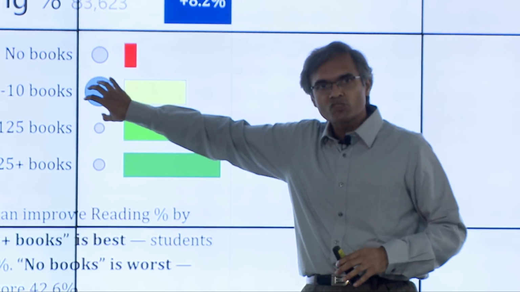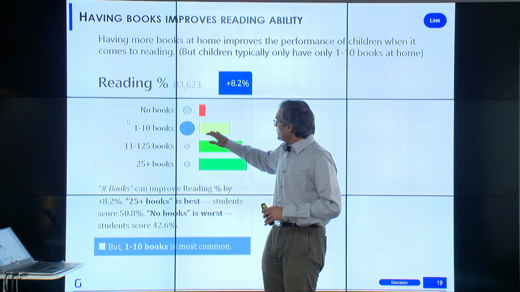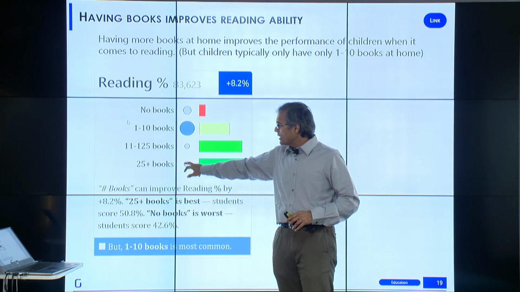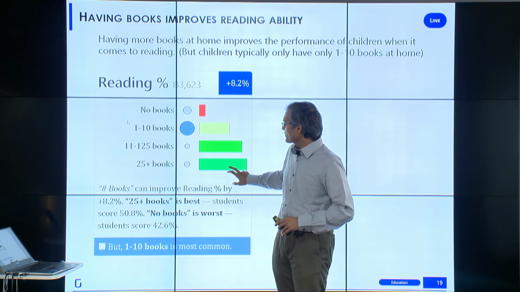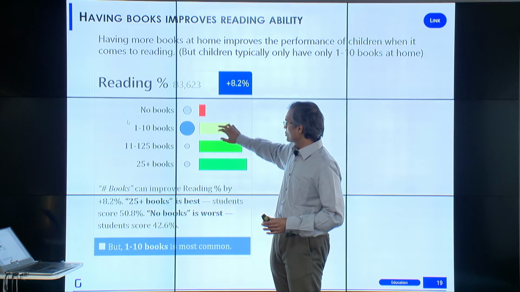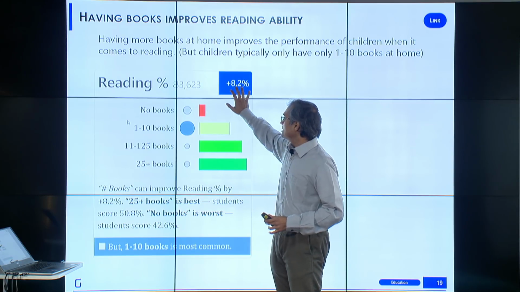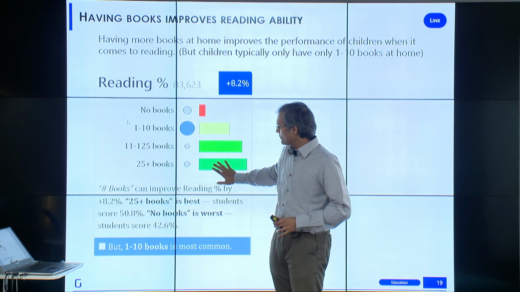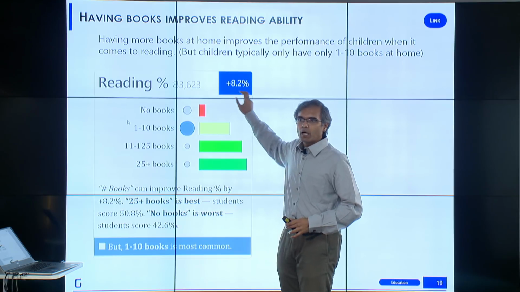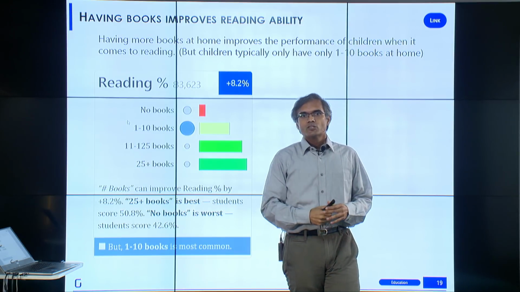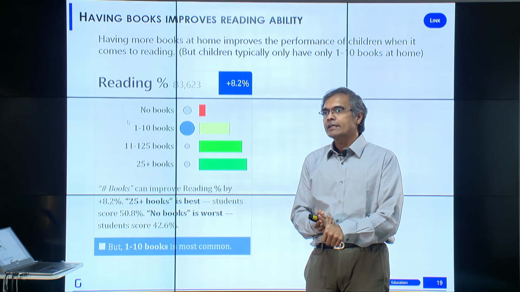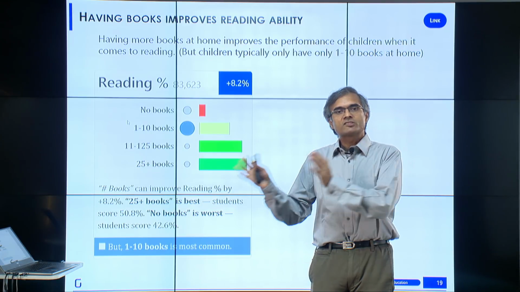And the 1 to 10 books is the most common. The bar here represents the average marks that these children score. And you can see that the ones that read 25 or more books clearly score higher. And that is more than those that read fewer books and no books at all. And the difference between the worst and the best, that is those that read no books and those that read 25 or more books, is about 8 marks out of 100. So I know two things. A, that reading books does help, and it helps by about 8 percentage points.